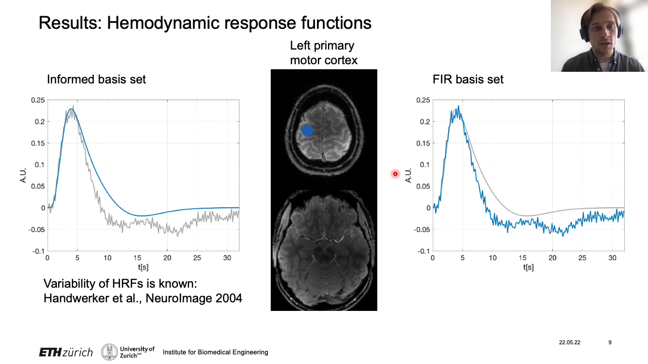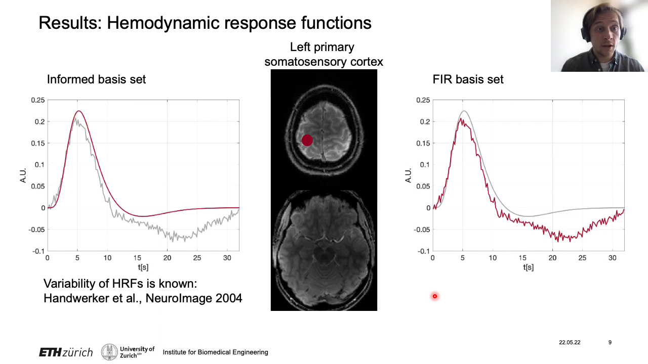So here in the left primary motor cortex, you already see that the FIR basis set shows a steeper slope or decrease from the peak than the informed basis set. And steep slopes are usually high frequency components. So this is something we could only capture with the flexible FIR set. And this also needs a slightly higher sampling rate to be captured. I don't think we would need the 0.2 seconds here, but the higher the better, the more sensitive you are to effects like this.